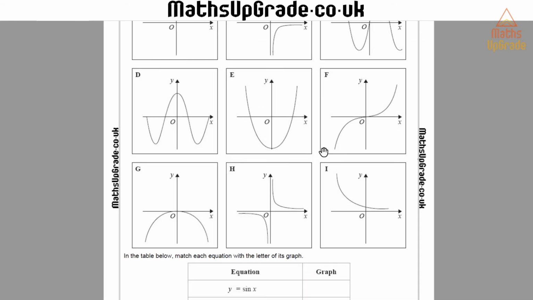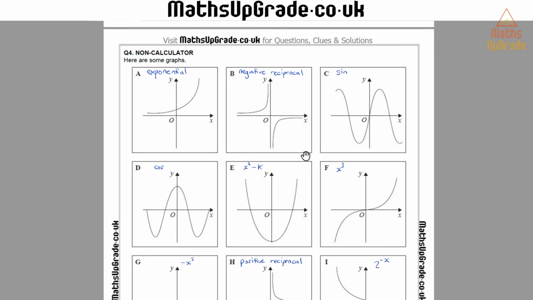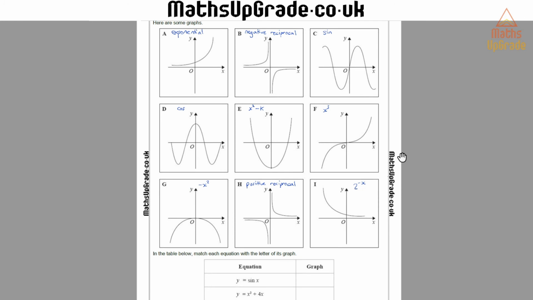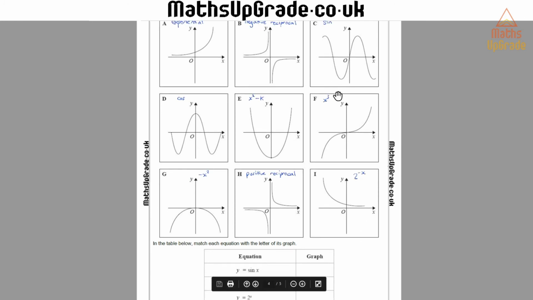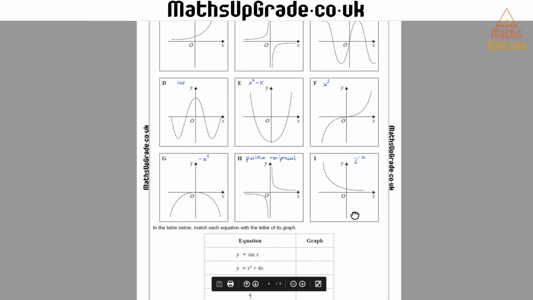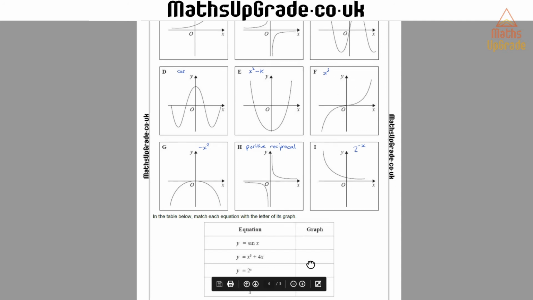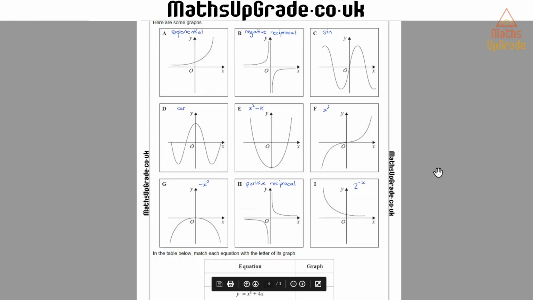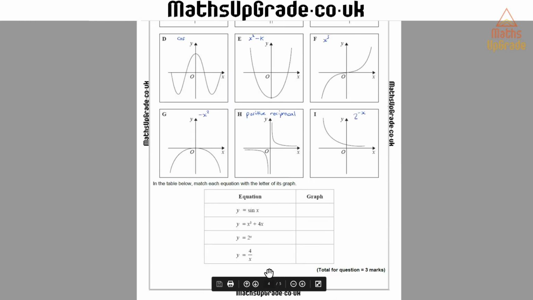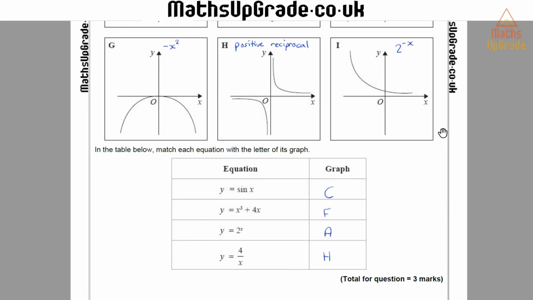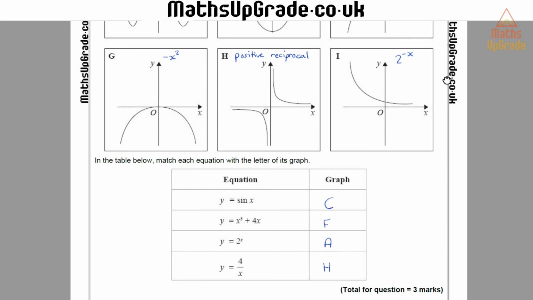So given that, if I then label up some of those with what I've just said, I'm going to start to look at the equations underneath. So the first equation here, y equals sin x, so that's going to be graph C. Y equals x cubed plus 4x, so that's going to be graph F, this x cubed function here. Y equals 2 to the x, so that's an exponential function, that's going to be graph A. And y equals 4 over x, that's going to be graph H, which is this one here, the positive reciprocal. So there's my answers for those questions there. The whole question there is worth 3 marks.